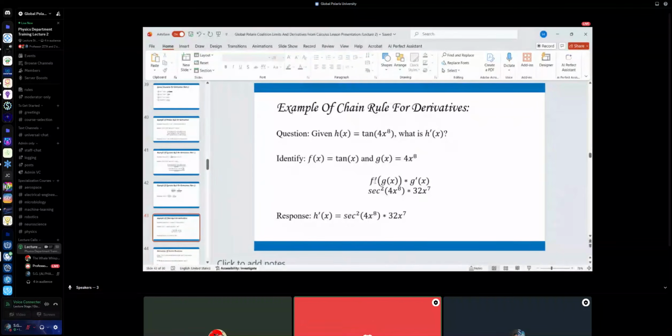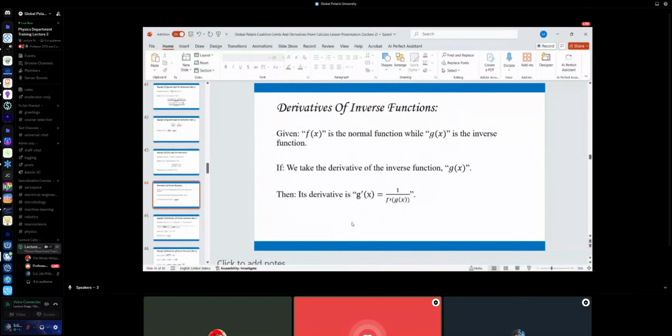So using this formula, we keep g of x normal, so we drop it inside for x to the power 8. But the derivative of tangent of x overall is secant squared of x. So secant squared of this, times we throw g of x outside with a derivative or prime on it, which gives us the 32 x to the power 7. This is basically the final answer.